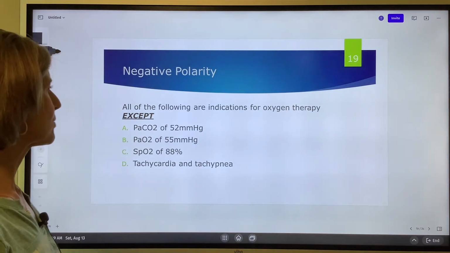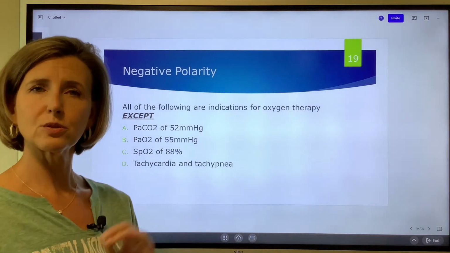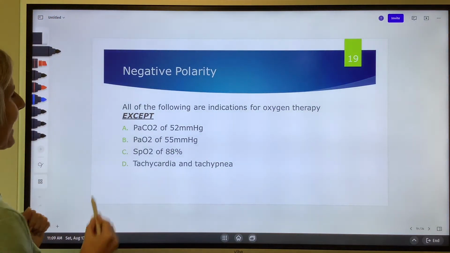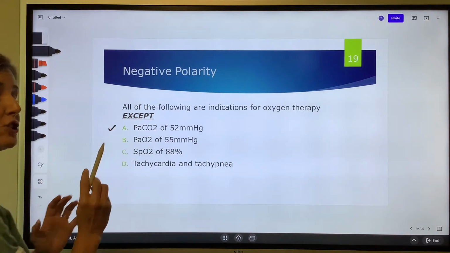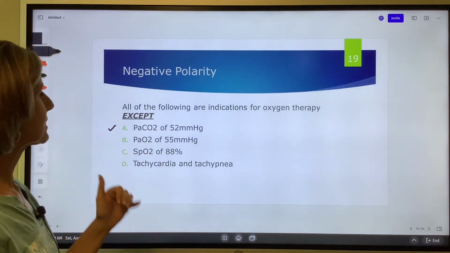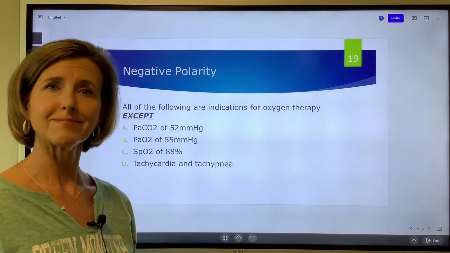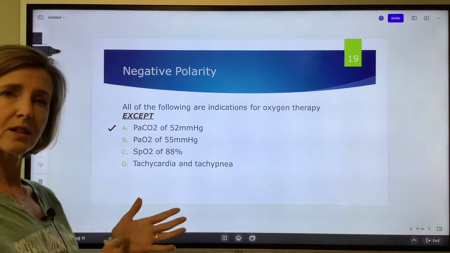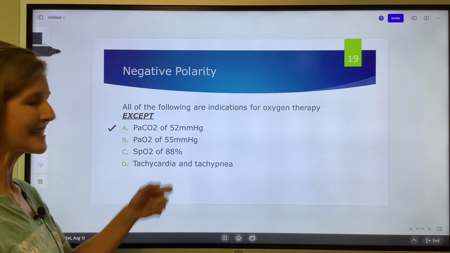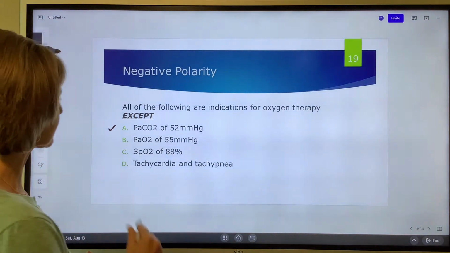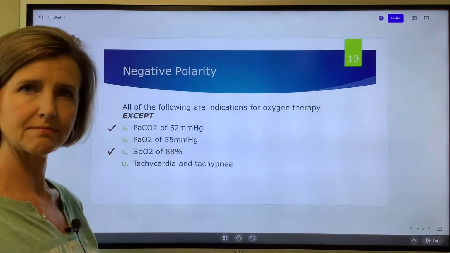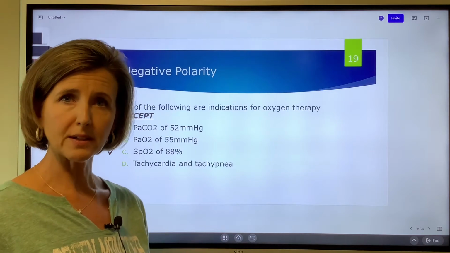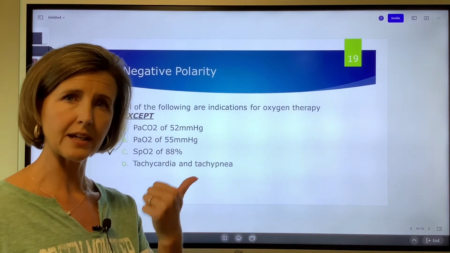A, the PaCO2 of 52. CO2 has to do with ventilation, not oxygenation. All right, so that's probably the exception. Let's just check the rest of them, all right? If a person has a PaO2 of 55, that's moderate hypoxemia. That person needs oxygen. If their pulse ox, you put a pulse ox on them and their saturation reads 88%, that means they have hypoxemia. That is an indication for oxygen. If they are tachycardic and tachypneic, the body's first response to hypoxemia is to increase heart rate and increase respiratory rate.